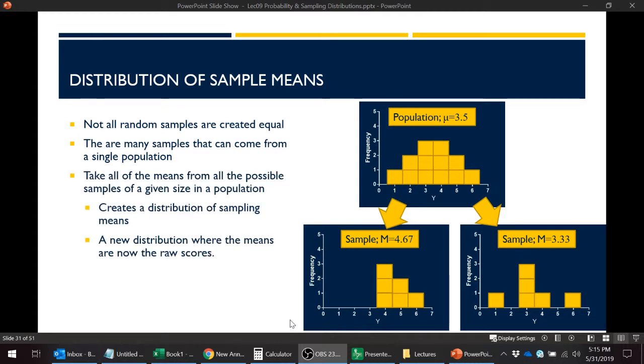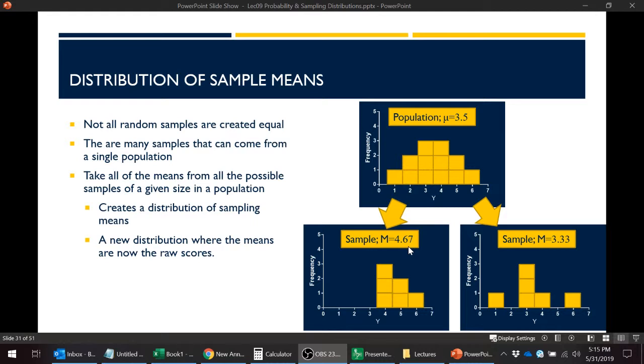Now, in order to do that, what you have to do is create what's called the distribution of sample means, where you take every single possible sample that you could get from a population with a specific sample size, and then you create a whole new data set, a whole new distribution made up solely of the means of those samples.